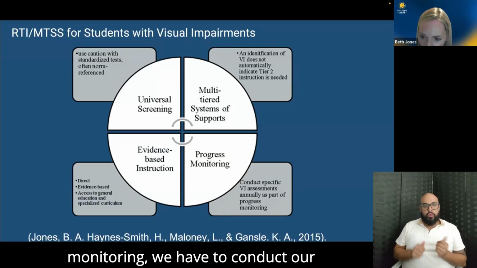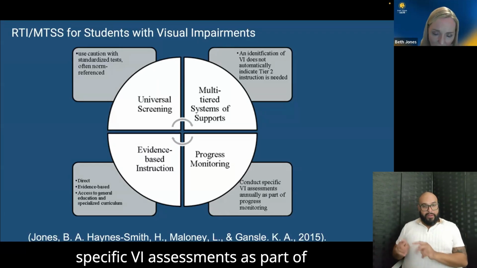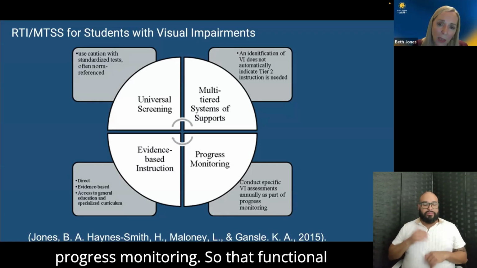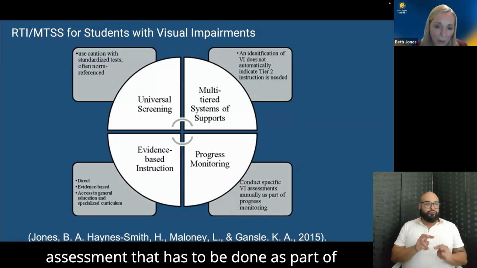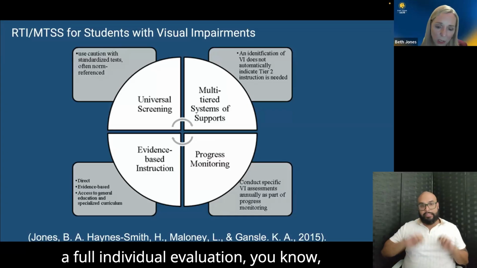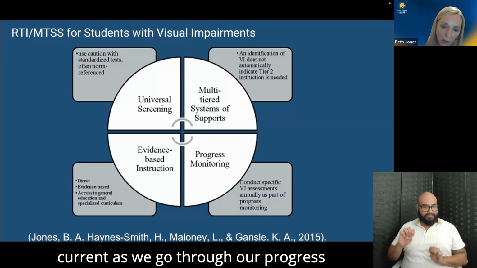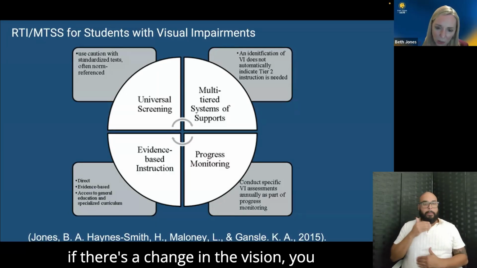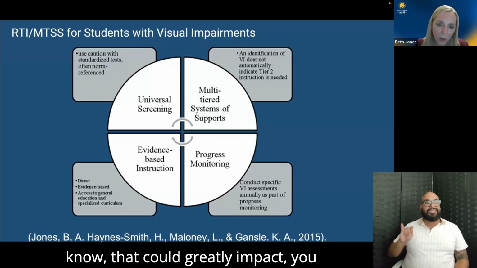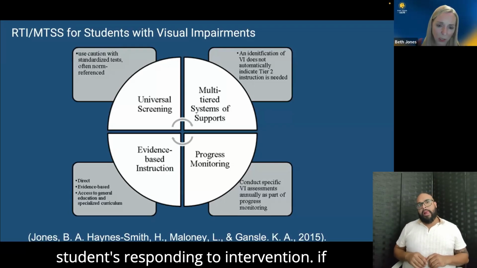And then for progress monitoring, we have to conduct our specific VI assessments as part of progress monitoring. So that functional vision evaluation and learning media assessment that has to be done as part of a full individual evaluation, we need to keep making sure that that's current as we go through our progress monitoring of the tiers of RTI, because if there's a change in the vision, that could greatly impact the way a student's responding to intervention.